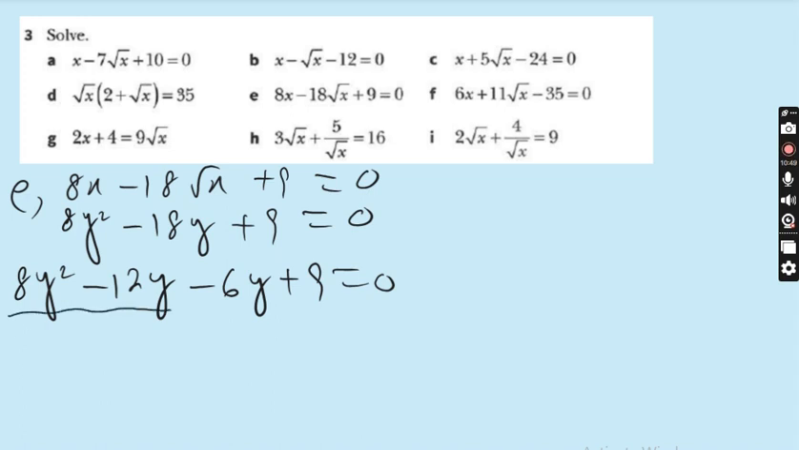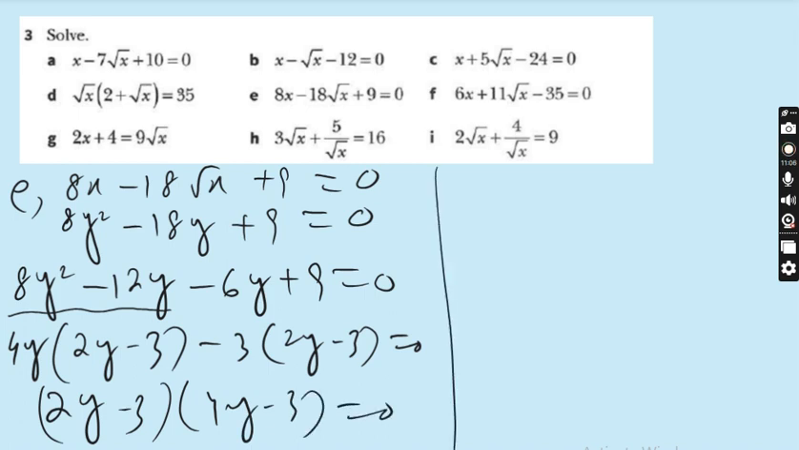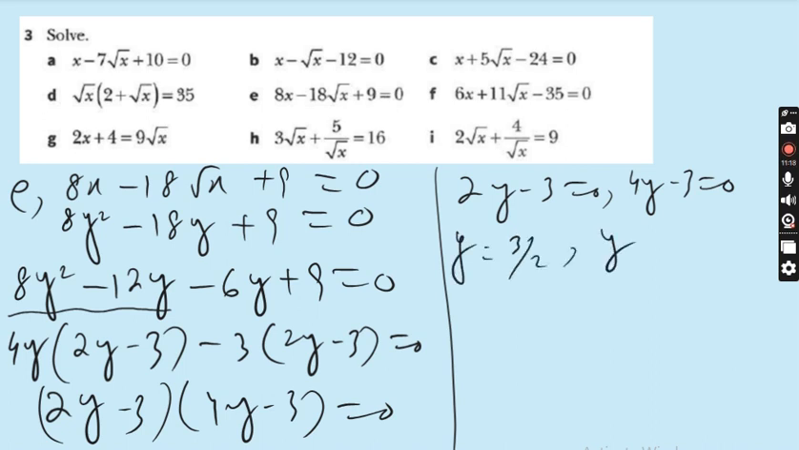So taking 4y common, 2y − 3; minus 3 common, 2y − 3 = 0. So (2y − 3)(4y − 3) = 0. 2y − 3 = 0 and 4y − 3 = 0. y = 3/2, y = 3/4.